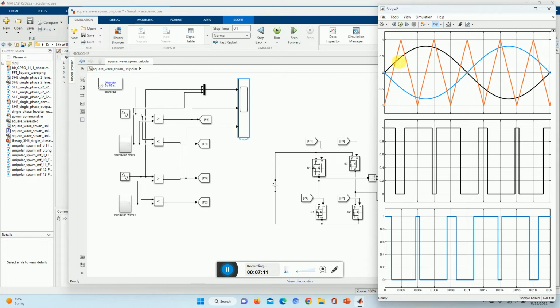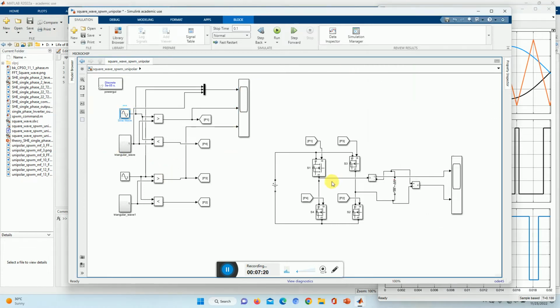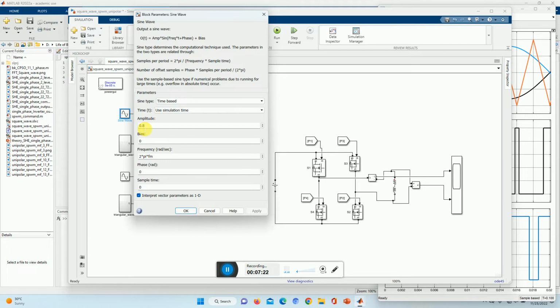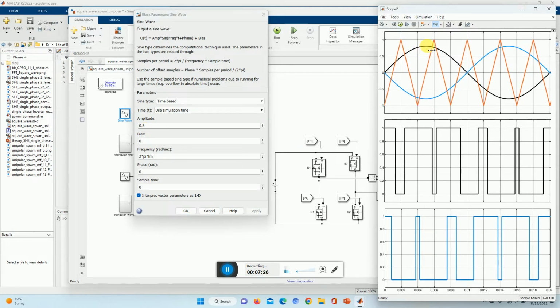You can see that the sine wave's maximum magnitude is 0.8. The amplitude is taken as 0.8, so that is why the modulation index is 0.8, and the modulating frequency is 5.